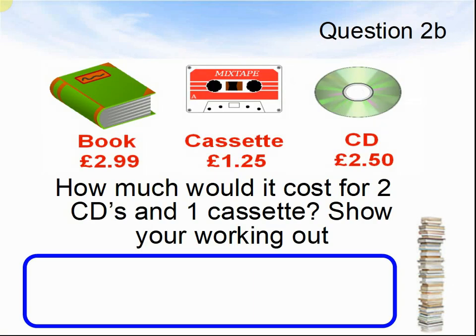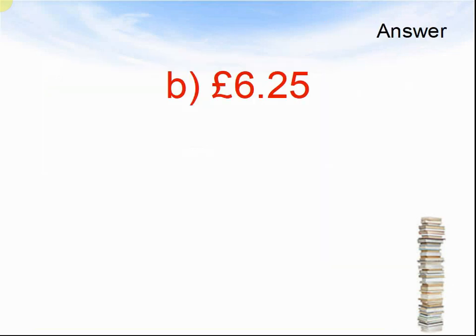Question 2b. How much would it cost for 2 CDs, which cost £2.50 each, and 1 cassette, £1.25, altogether? Show your working out. Pause the video until you are ready to see the answer. Here comes the answer. The answer was £6.25.